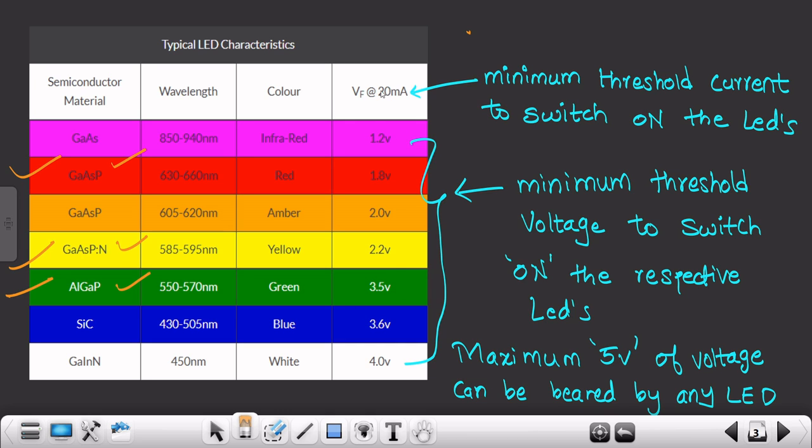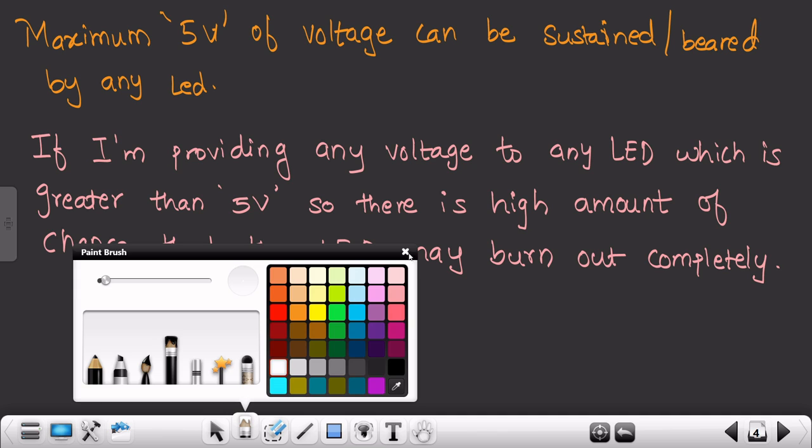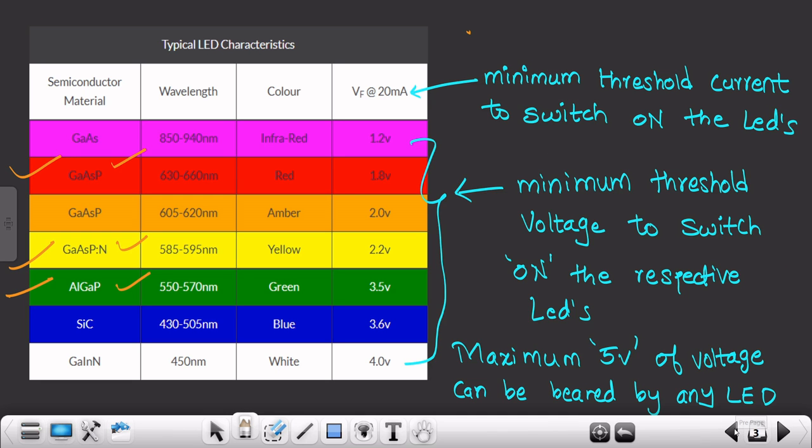And the current for all of these LEDs is 20 milliampere, right? So the current will remain the same in all of these scenarios, but the voltages are changing with respect to each and every LED. So what I can see over here is this. That means the maximum voltage that I can supply to this particular LED is 3.5 volts.